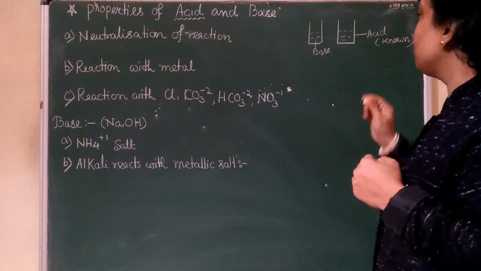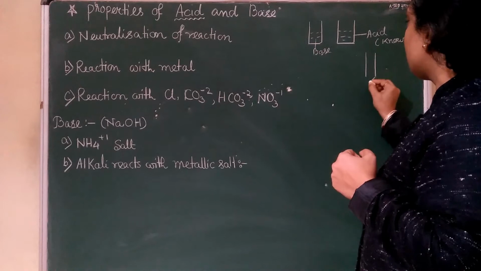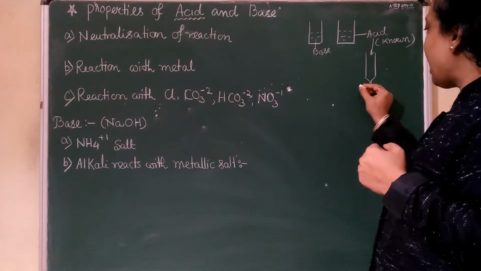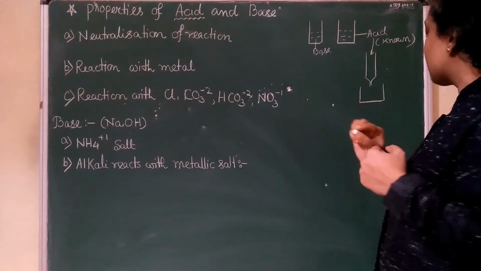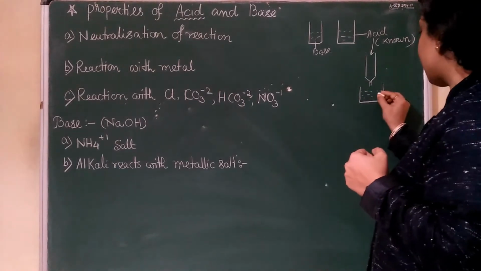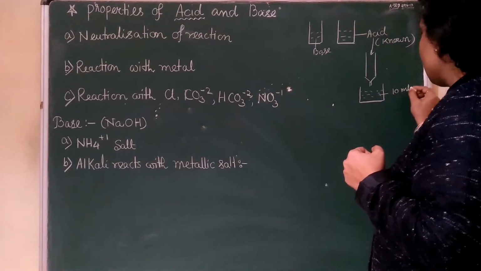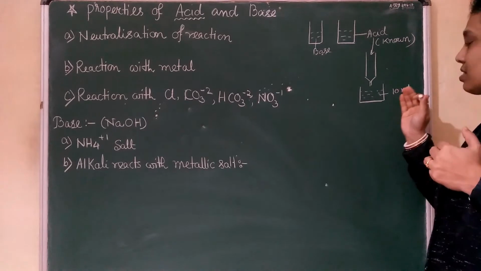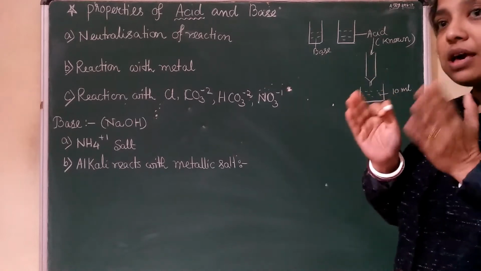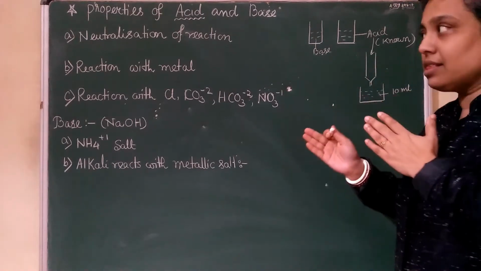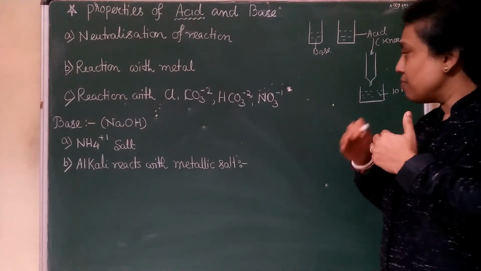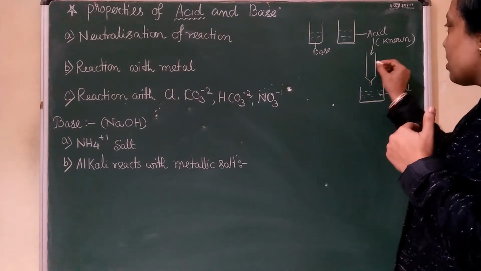So we do the experiment in a burette. We take the acid in the burette, and in the flask we take a certain amount of base, 10 ml. So what is the concept of neutralization? Neutralization means neutral, the same amount of same strength of acid and base. When you react them, it will give you a salt and water.